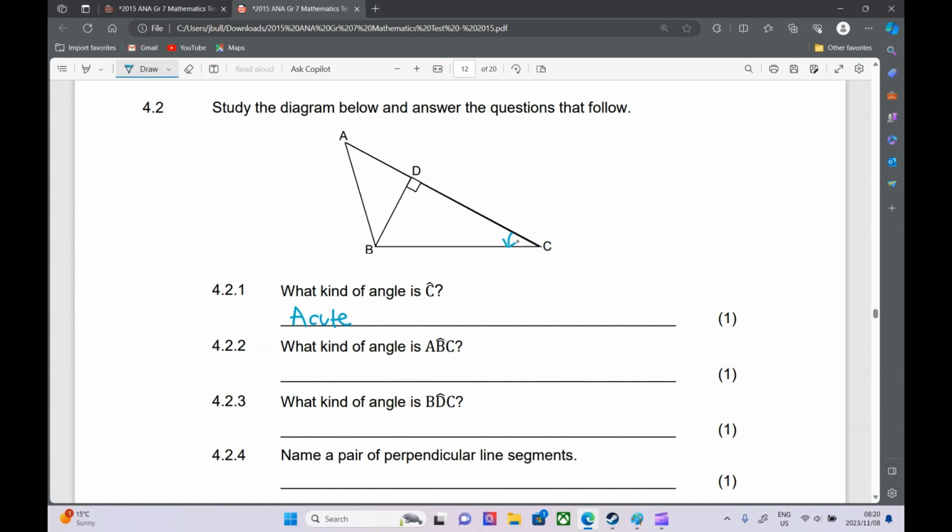What kind of angle is ABC? When they write it like this, what they're talking about is angle B. So angle ABC is this angle here, because we go from A to B to C, so it's that angle. That angle we can see is really big, so that would be an obtuse angle.